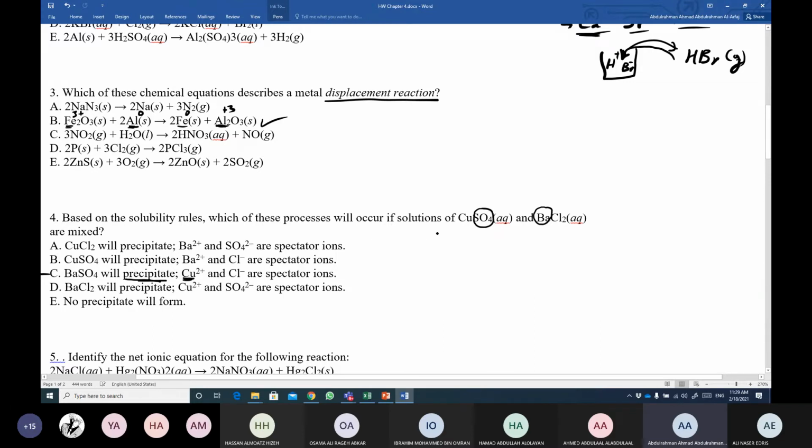Let's write the full reaction. CuSO4 will react with BaCl2 to make BaSO4 plus CuCl2.